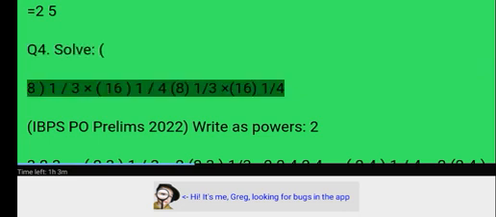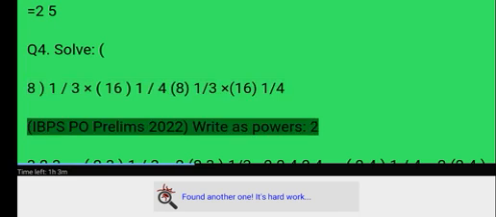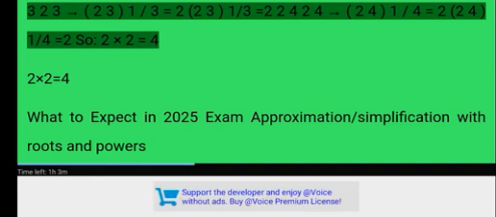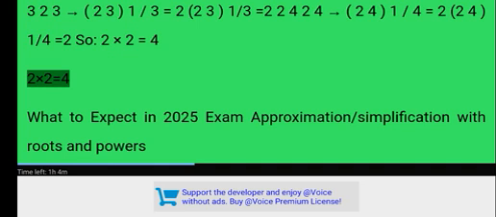Q4. Solve 8 to the power 1/3 times 16 to the power 1/4. IBPS PO Prelims 2022. Write as powers of 2: 8 to the 1/3 equals 2, 16 to the 1/4 equals 2, so 2 times 2 equals 4.